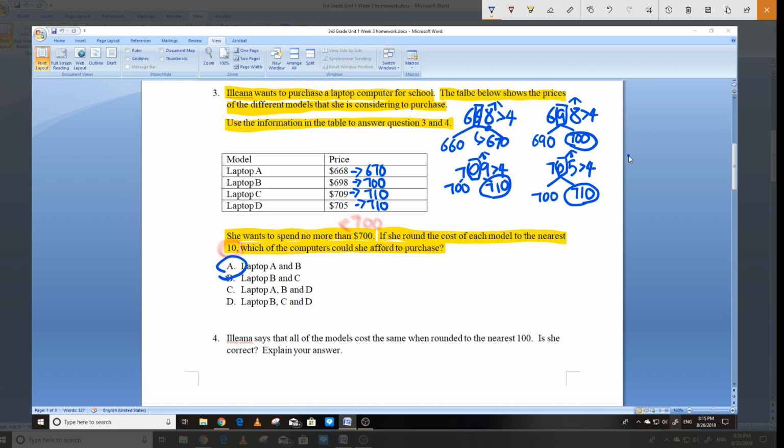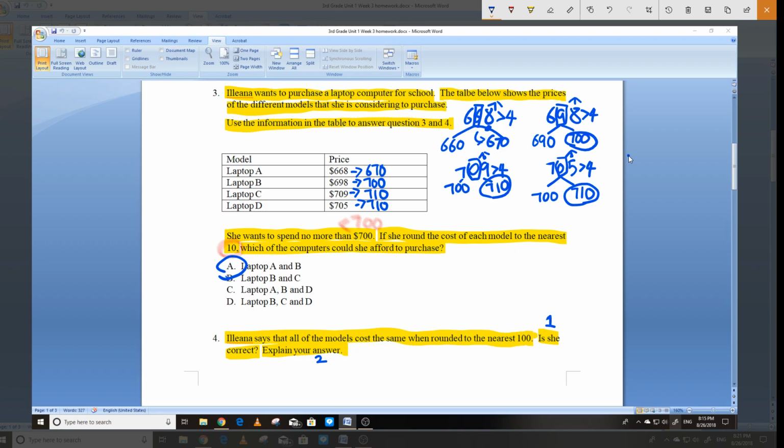Number 4 is a very interesting question. It says, Iliana says that all of the models cost the same when rounded to the nearest hundred. Is she correct? Explain your answer. Okay, there are two parts to this question. First is she correct? And then the second part is explain your answer. You must do both. So let's take a look at these 4 computers again.